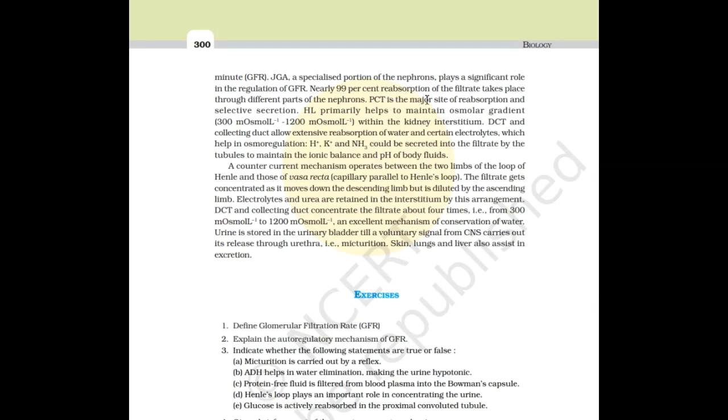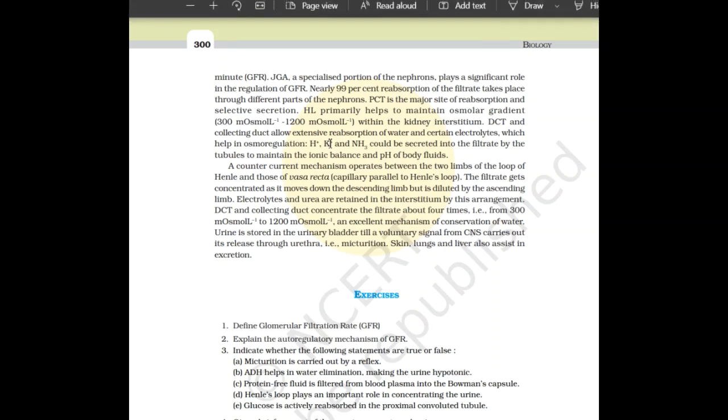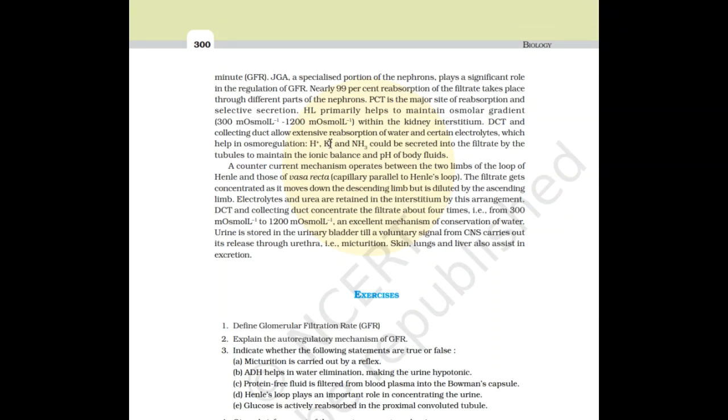Nearly 99% of reabsorption of the filtrate takes place through different parts of the nephron. PCT is the major site of reabsorption and selective secretion. Henle's loop primarily helps to maintain the osmolar gradient from 300 milliosmol per liter to 1200 milliosmol per liter within the kidney interstitium. DCT and collecting duct allow extensive reabsorption of water and certain electrolytes, which helps in osmoregulation. H+, K+, and ammonia could be secreted into the filtrate by the tubules to maintain the ionic balance and the pH of the body fluids.